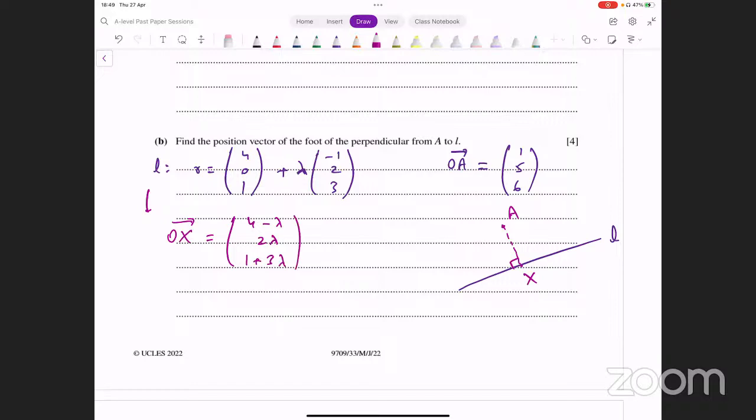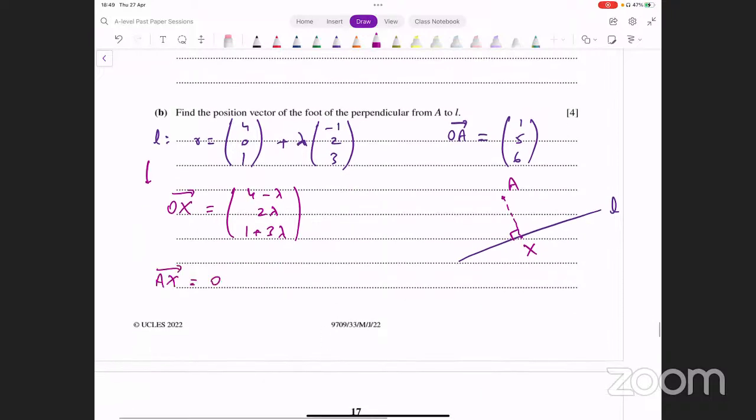Okay, OX is going to be of this form because this line represents every point on this line. This equation represents every point on the line L. X is the point on the line L, so X ka position vector bhi usi form ka hona chahiye, right? So that's OX. And now what we do is we say, let's find the vector AX using this. AX vector kya ho jayega?